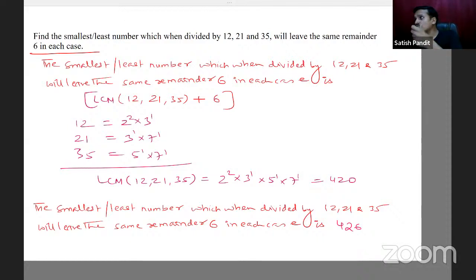With a calculator also you can divide and check. The answer will come. If you're not getting it, let me know on WhatsApp. We'll discuss. It's a very similar question. Exactly similar, only the numbers have changed.